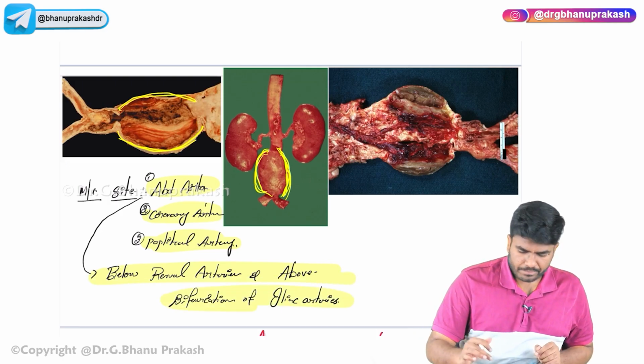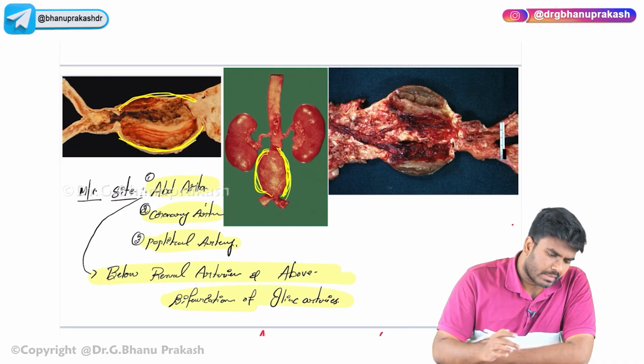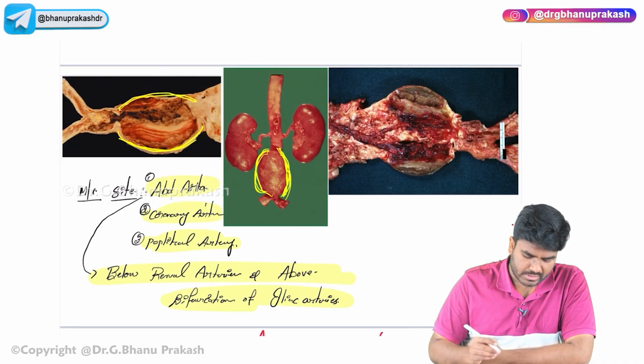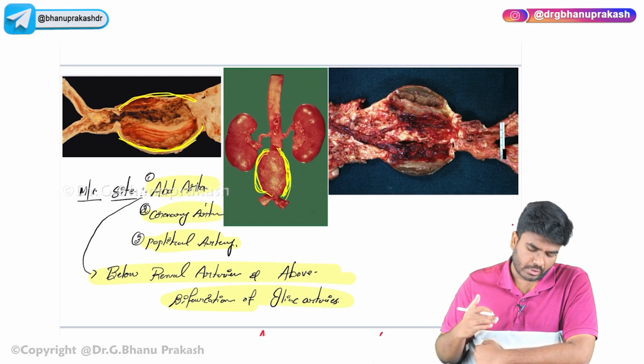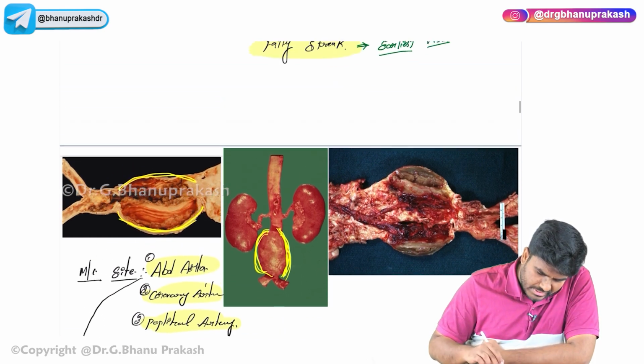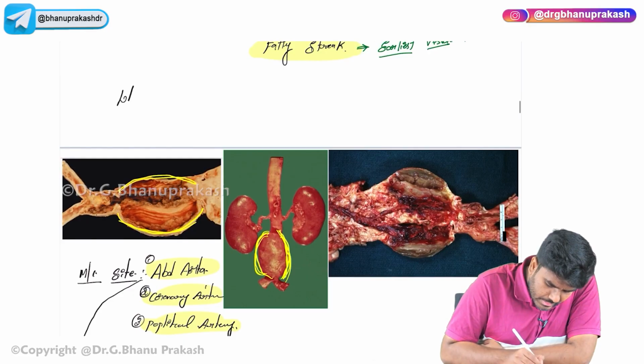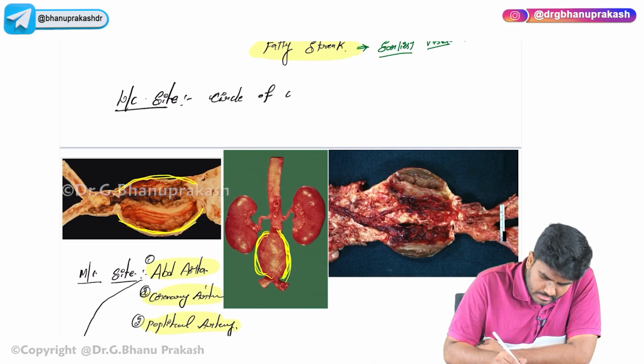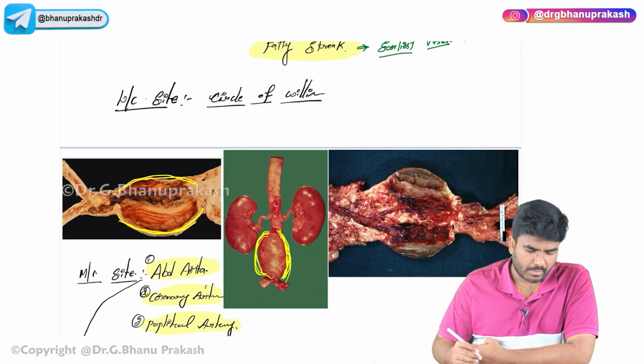Now what else you should know for your exam? You need to know that the most common site of atherosclerosis is abdominal aorta, followed by coronary arteries, followed by the popliteal arteries. The least common site, let me write here. The least common site is circle of Willis. So the circle of Willis is the least common site of atherosclerosis.